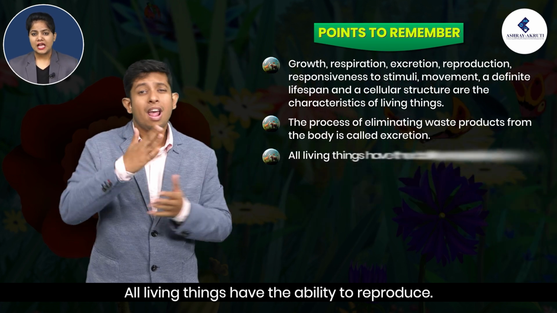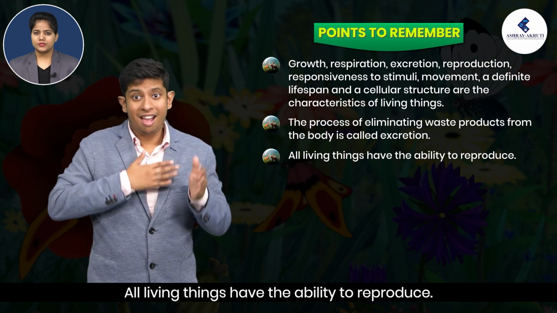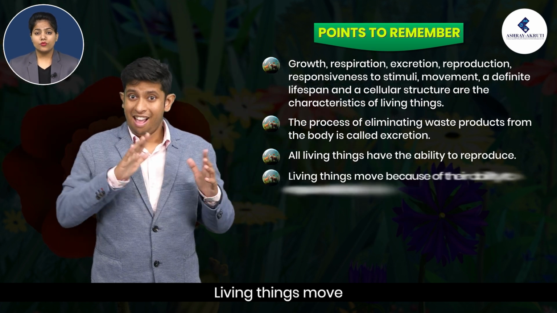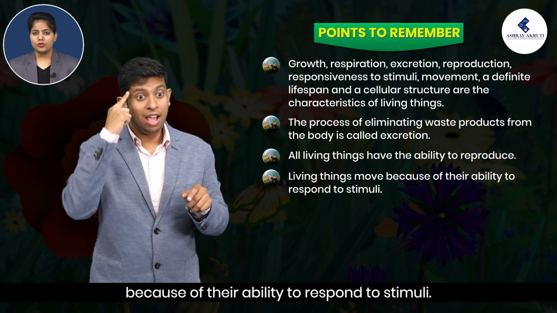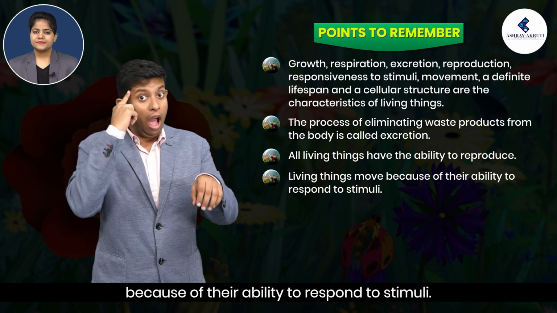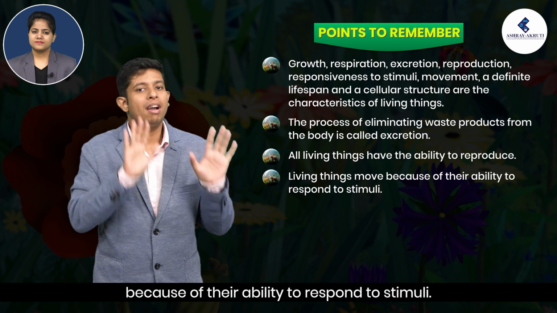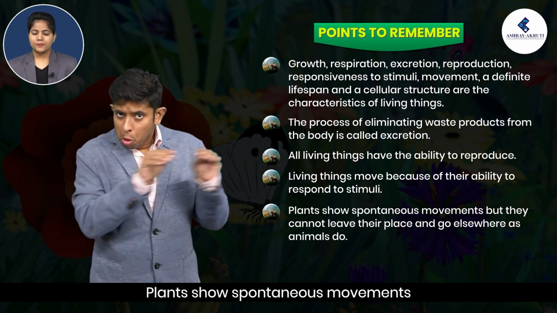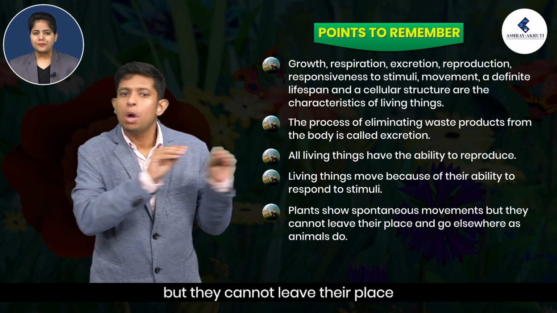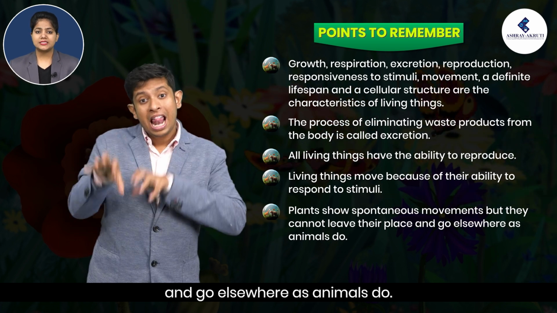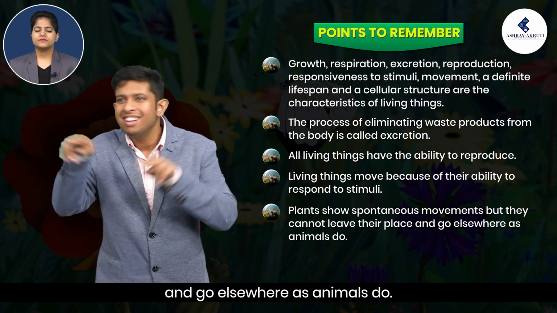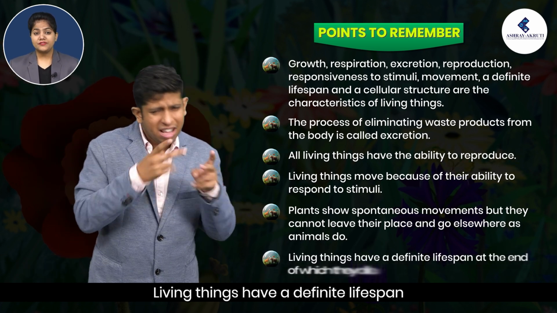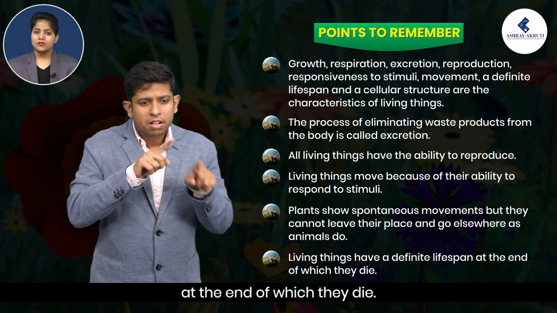All living things have the ability to reproduce. Living things move because of their ability to respond to stimuli. Plants show spontaneous movements, but they cannot leave their place and go elsewhere as animals do. Living things have a definite lifespan at the end of which they die.